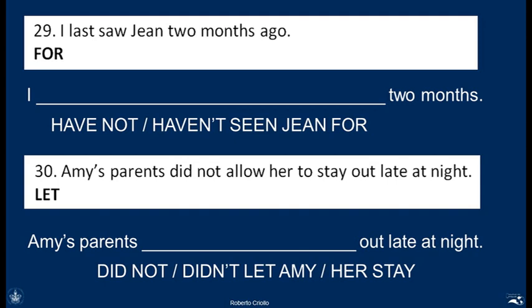So this is basically what you have to do in part number 4 of the reading and use of English section of Cambridge's B2 First.